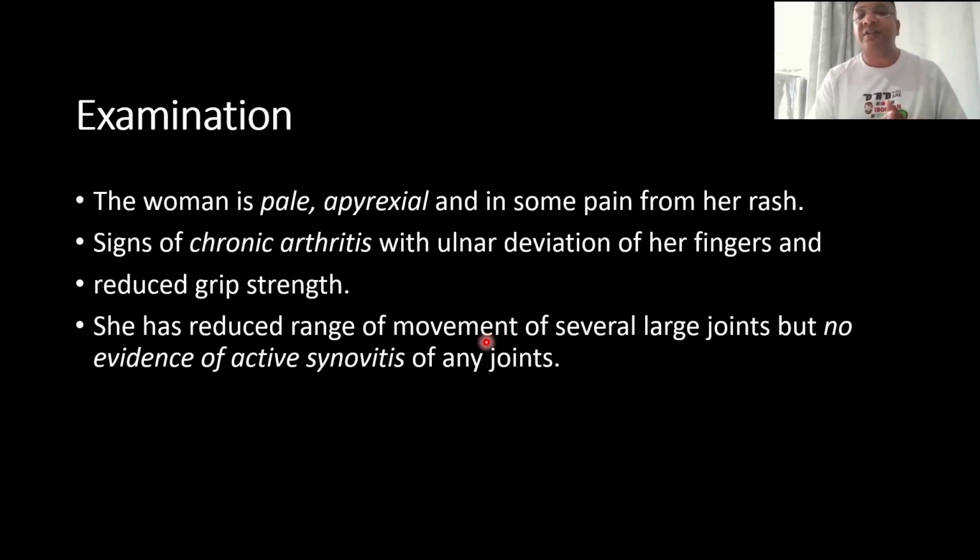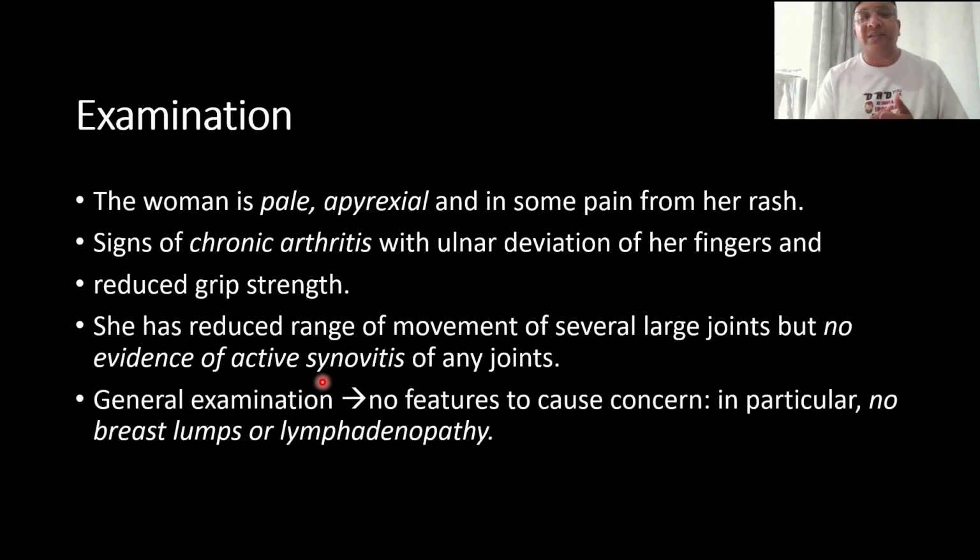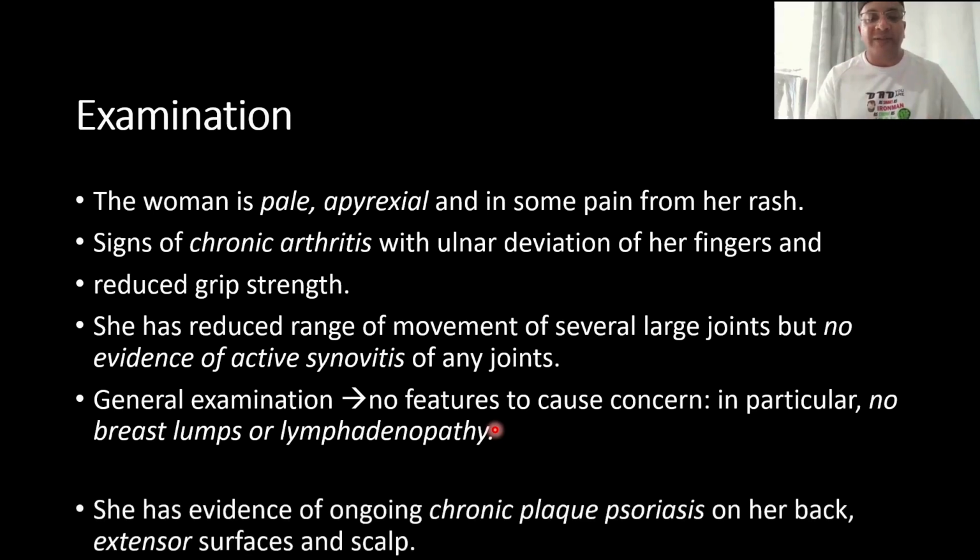Now, she has also severely reduced range of motion of several large joints, but no evidence of active synovitis. That is something we always look for clinically in any arthritis patient or any patient for that matter. General exam, there's no features to cause concern. In particular, there's no breast lumps and no lymph nodes. Why are we talking about those two? Because those two could indicate an underlying malignancy.